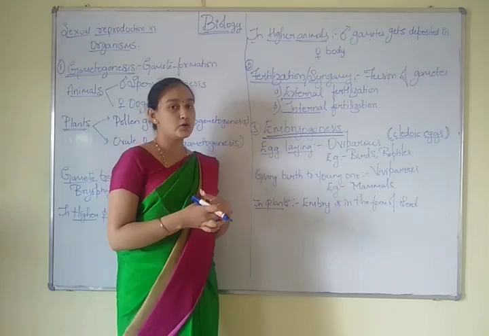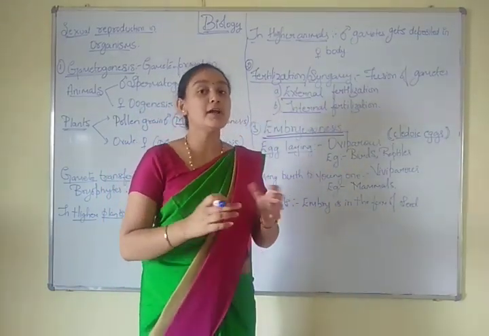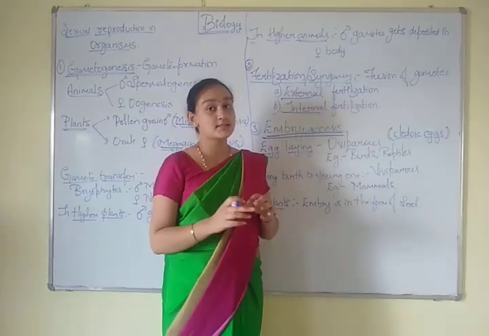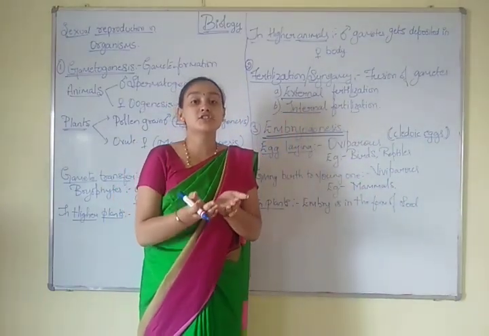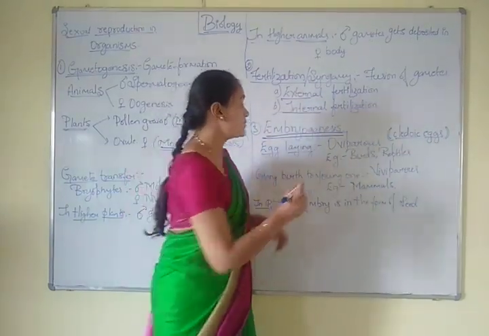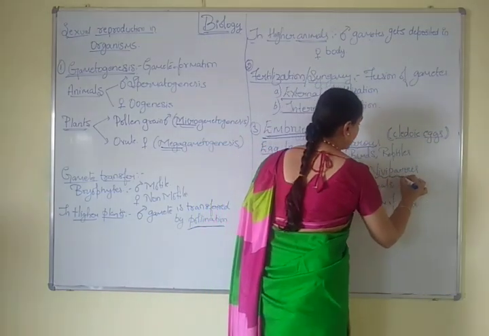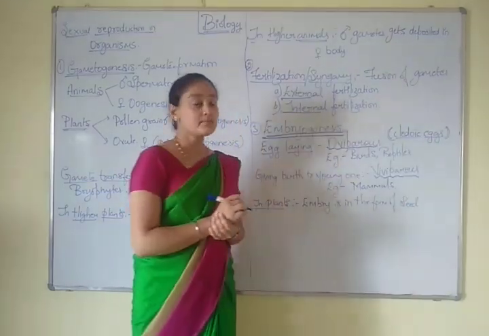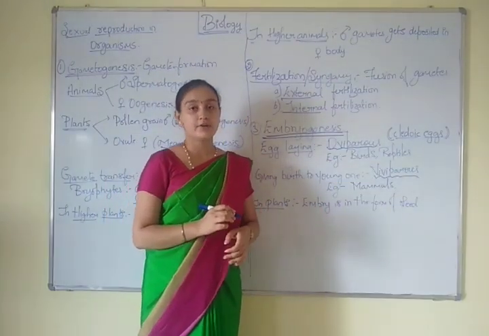So after the embryogenesis, here also there are two types, depending on where the embryo is dividing, where actually it is getting developed. One is oviparous and another one is viviparous. Understood? One is oviparous and another one is viviparous.